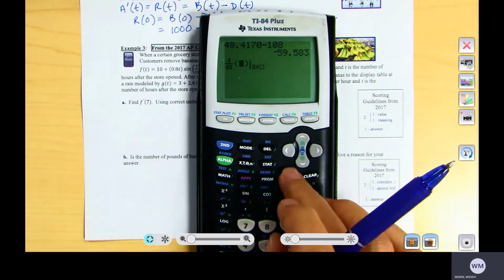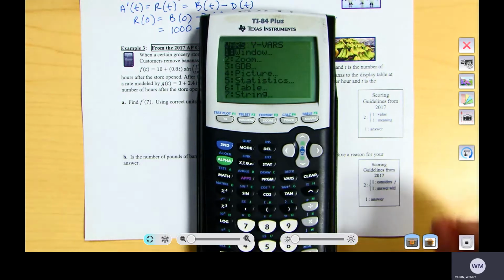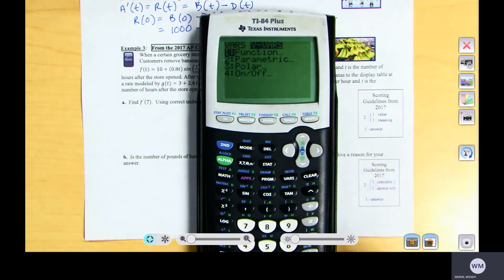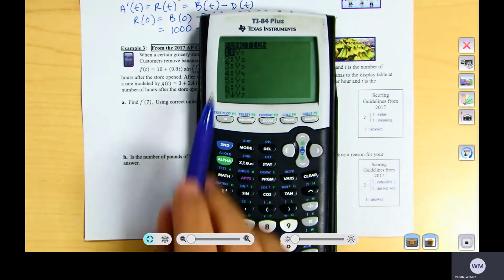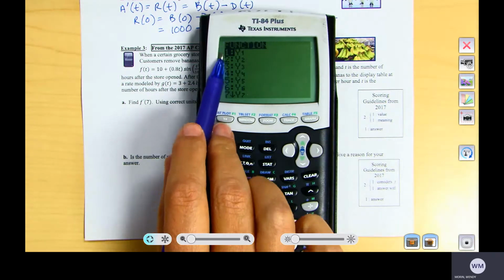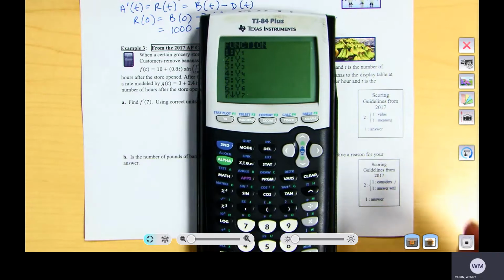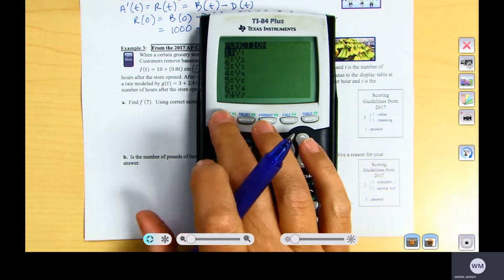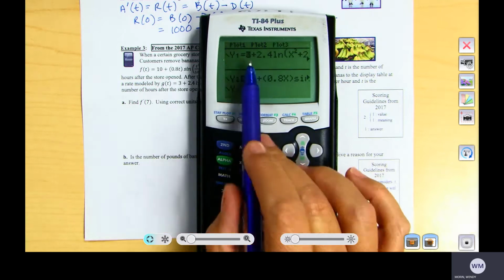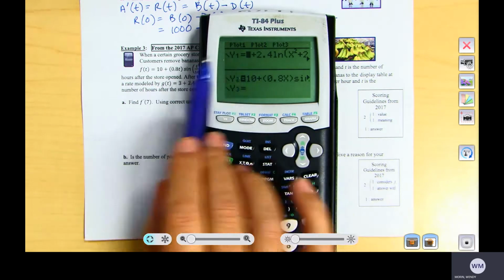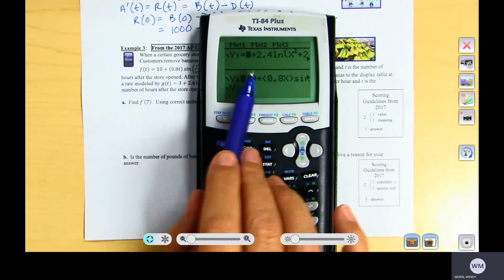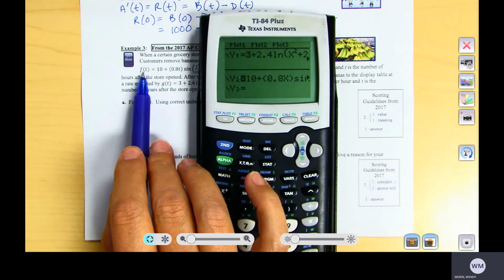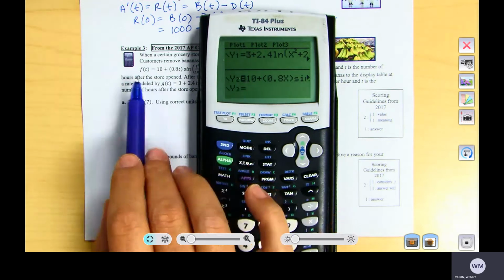So if you hit your vars button here, and you arrow over to your y variables, and you choose number 1, the functions, you can input which one you want, your y sub 1 or your y sub 2. And again, in this case, we want our y sub 2. That's what I thought. Y sub 2 is our f of t.